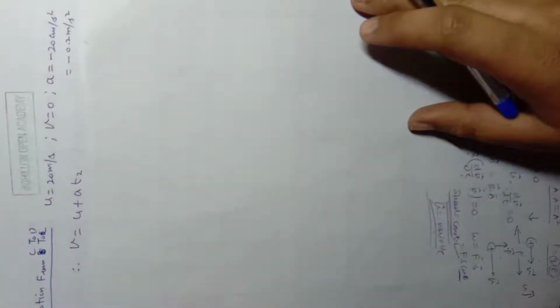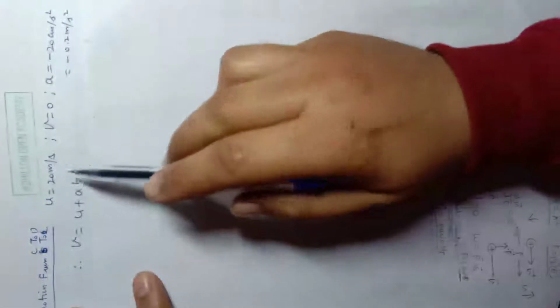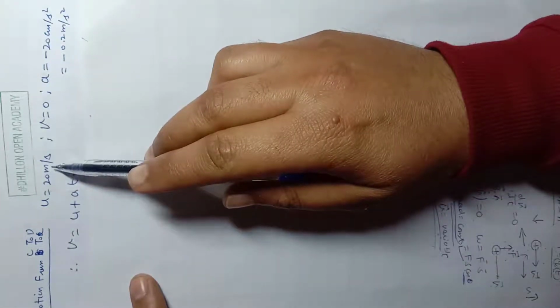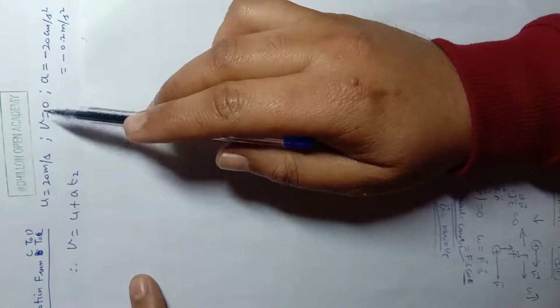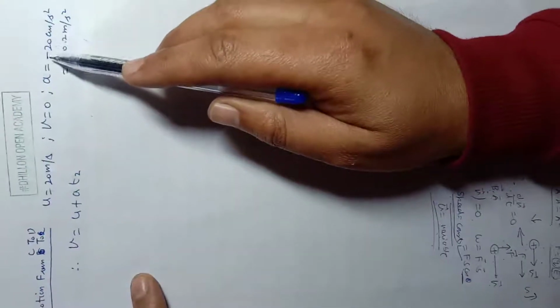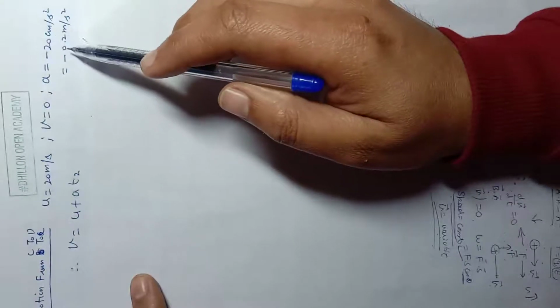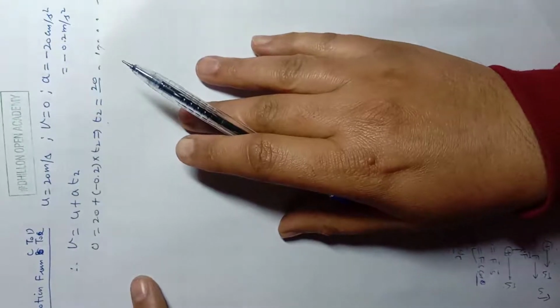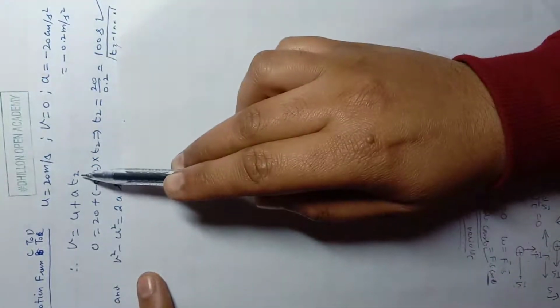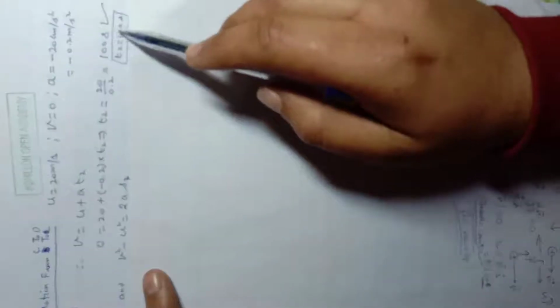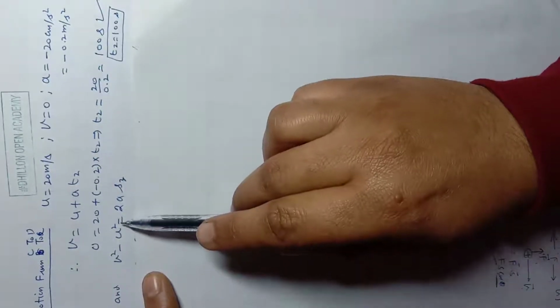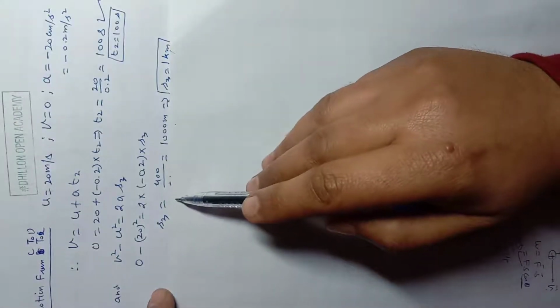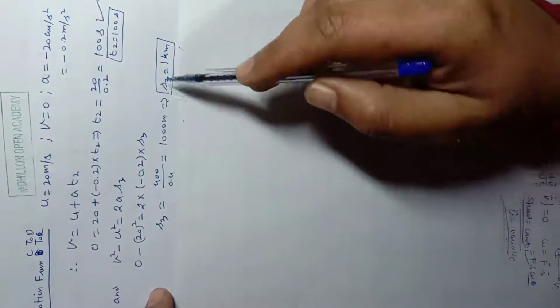Now, for motion from C to D, initial speed is 20 meter per second. Retardation starts over here, so final velocity will be 0, and acceleration is minus 20 centimeter per second square, which is minus 0.2 meter per second square. So if we use again v equal to u plus at, we can find out the time taken to cover this much displacement. That will give us a total time of 100 seconds. We are to find the distance covered also. Again use v square minus u square equal to 2as, and after substituting the values, the distance covered for C to D comes out to be 1000 meter or 1 kilometer.